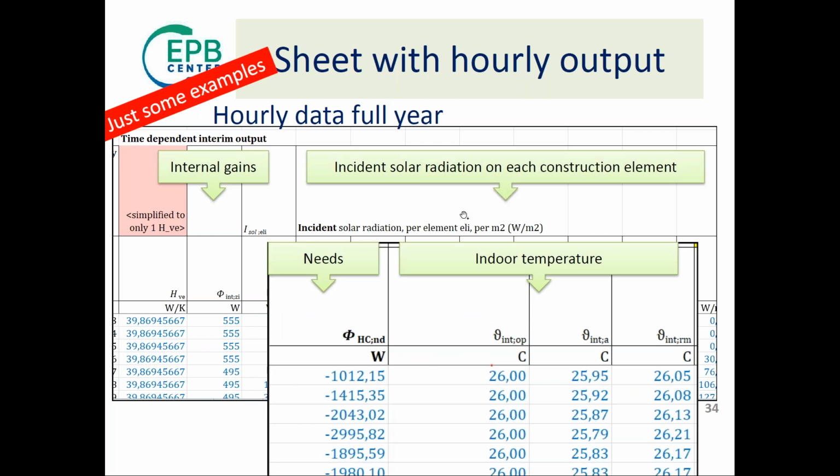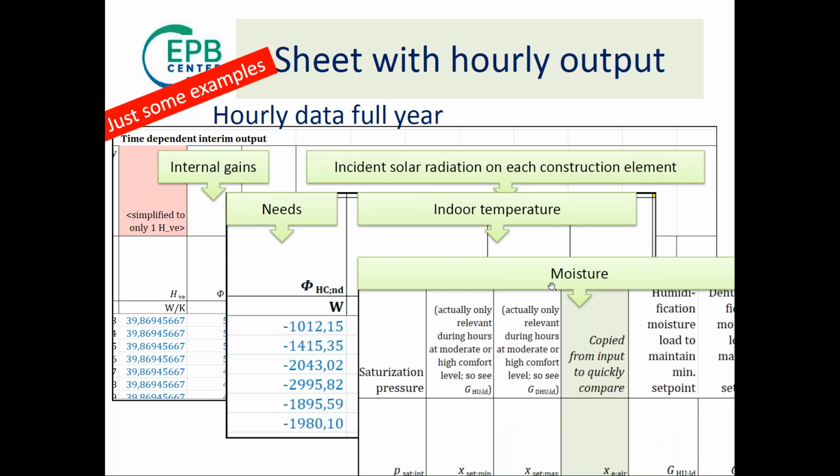And the calculated energy needs and the indoor temperatures. So the air temperature and the mean radiant temperature, and from that, the operative temperature. Or the moisture properties that you have calculated, again, for each hour for the full year.